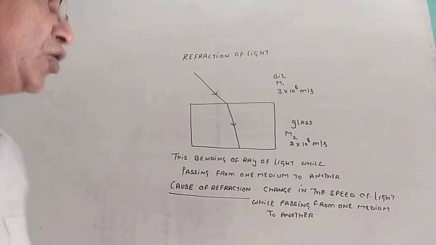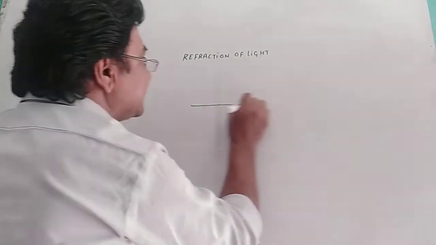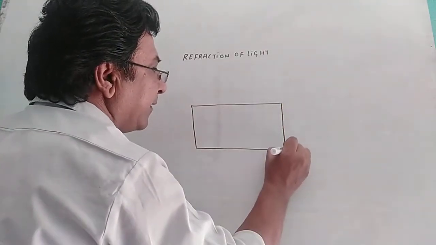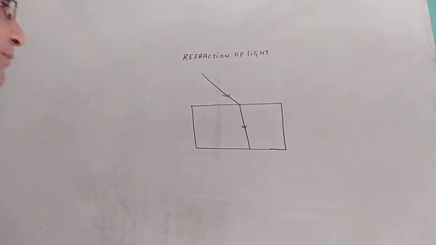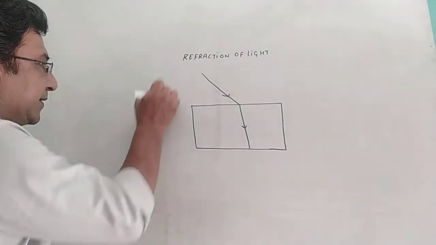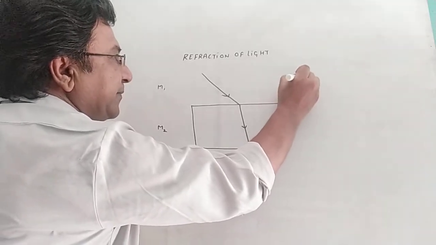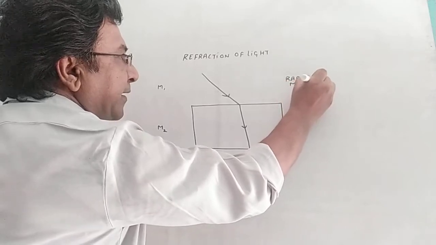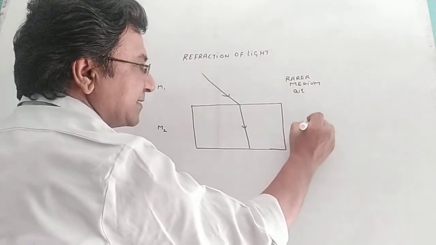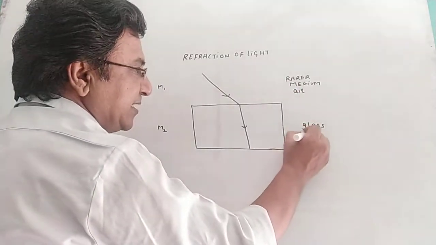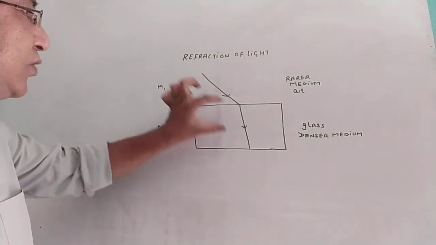Let us discuss a little more about optically rarer and optically denser medium. So see, this is refraction of light. Bending of ray of light when passing from one medium to another. Now we know that, and also the cause. Now we already said this is air. When we have not labelled anything, that means it is air. So air, and this is glass. Glass, compared to air, is a denser medium. So we see the ray of light passing from rarer to denser medium.